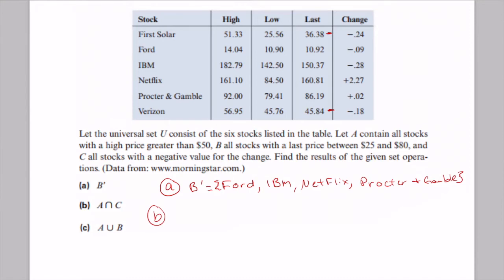Now B wants A intersection C. So let's erase our little table again. A contained all stocks with a high price greater than 50, so that's going to be this one, this one, this one, pretty much everything except for Ford. And C is all stocks with a negative value for the change. So that's going to be this one, this one, this one, and this one.